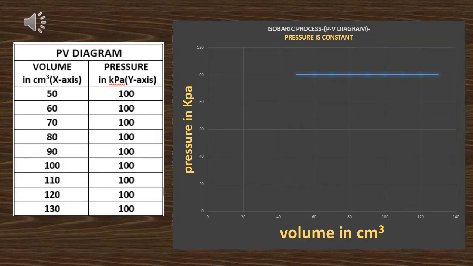Here you are observing the PV diagram in the case of isobaric process. Volume is taken along x-axis and pressure is taken along y-axis. Here the pressure is constant. Though the volume is increased, pressure is not changing. You could see a blue horizontal line that is drawn parallel to the x-axis. It shows that pressure is constant. This is called as PV diagram. Now next you are going to see about the next kind of diagram called TP diagram.